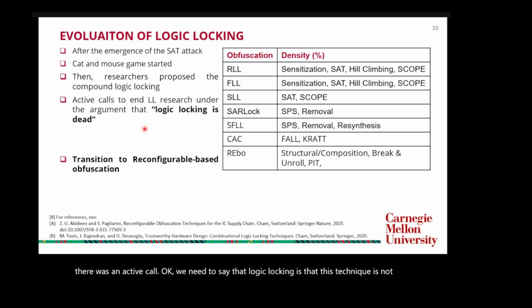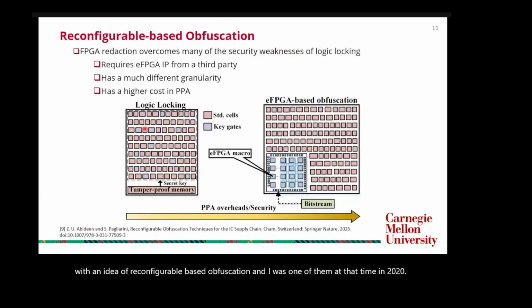During that time, a few people came up with the idea of reconfigurable-based obfuscation, and I was one of them in 2020. What is that technique? In this layout, we have an embedded FPGA, which is an FPGA embedded into the ASIC. We call it embedded FPGA, and we can also get this embedded FPGA from different third-party foundries. You can embed it.